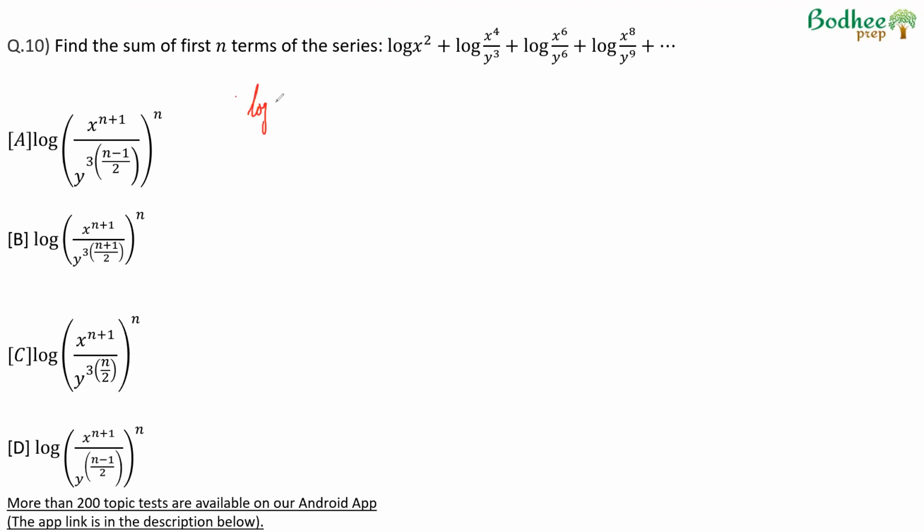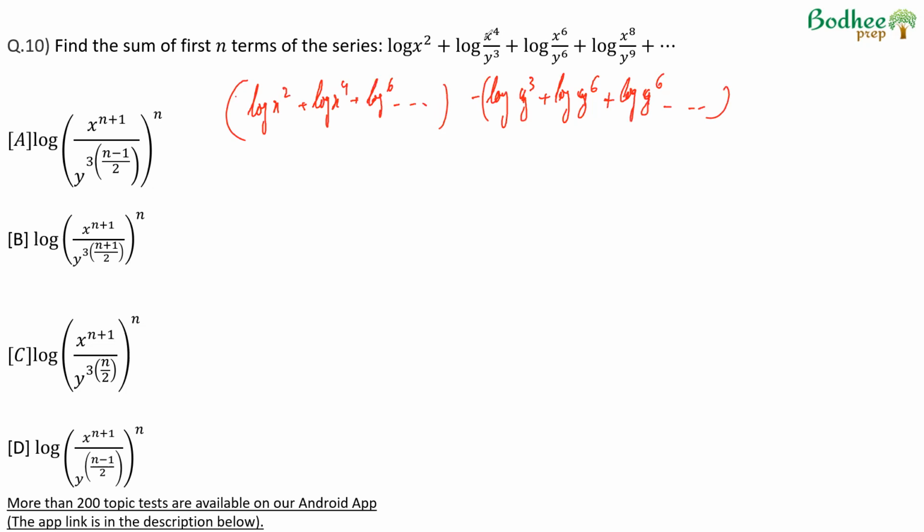This can be written as, log of a by b is log of a minus log of b. So all the x terms come together in a positive sign, and all the y terms come together in a negative sign, taking the negative common. So this is what I get when I rearrange the terms in the first step. Log of x square, this is log of x raised to power 4 minus log of y cube. This is log of x raised to power 6 minus log of y6 and so on. So we put the terms together.